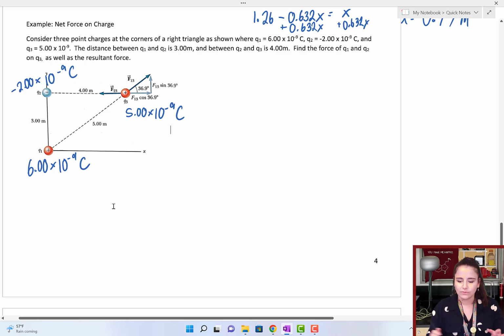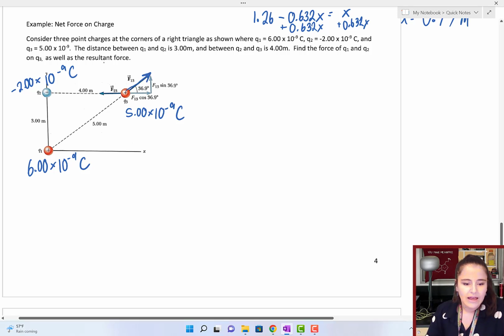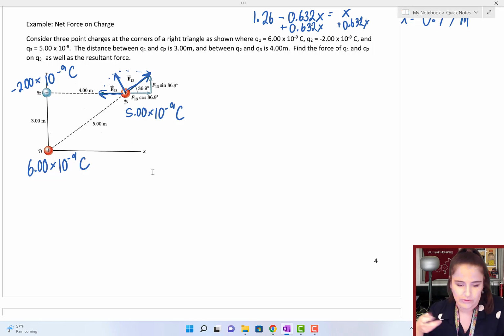So basically, we have this charge here. It is going to be repelled by this charge. That's the force of 1 on 3, which we see in that direction. And it's going to be attracted to this one, so that's going to be in that direction. So we can picture that the net force is going to be somewhere in this direction. But we need to find what it's actually going to be. So first, let's just find those forces.